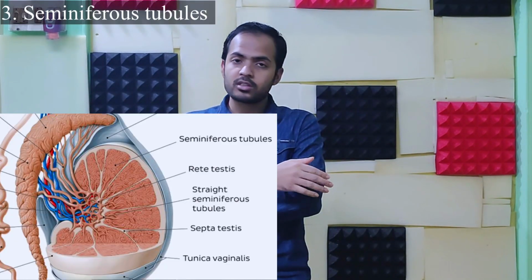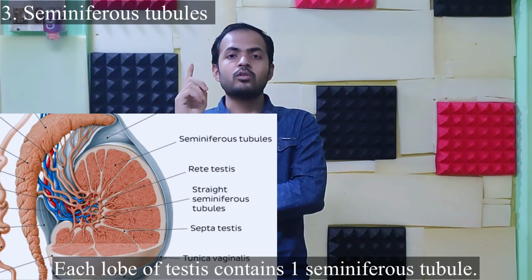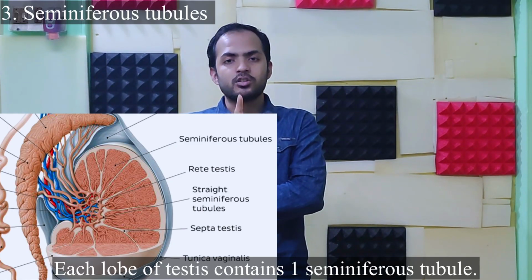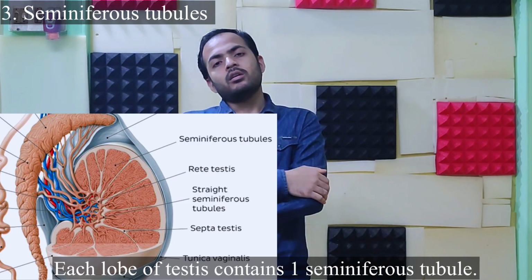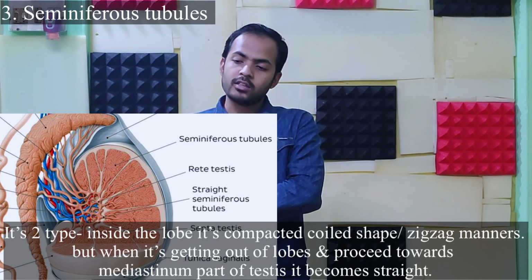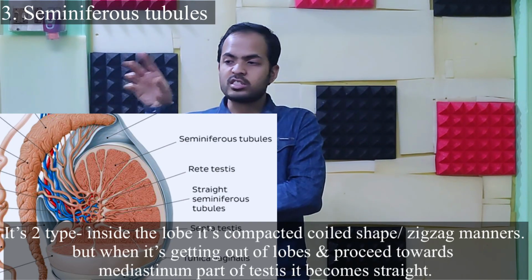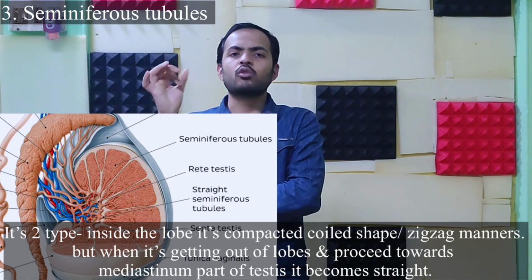Now the seminiferous tubules. Each lobe contains seminiferous tubules, and these tubules have two forms. Inside the lobe, it is a convoluted or zigzag formation. It is in a circular coil manner.